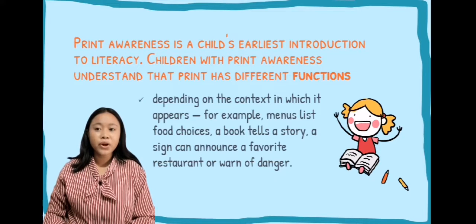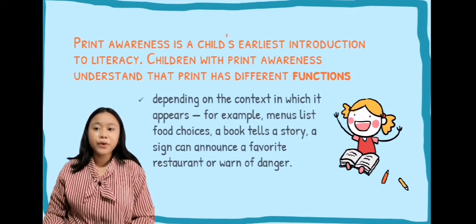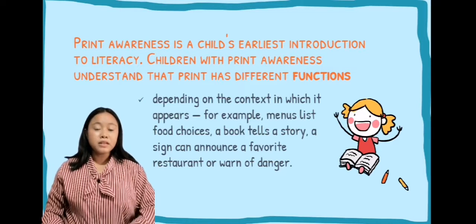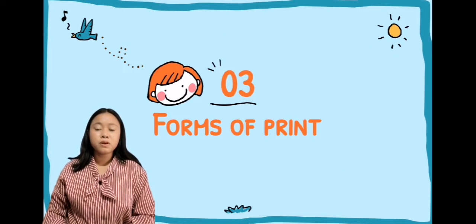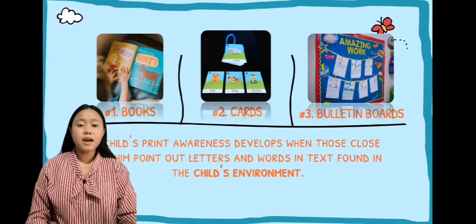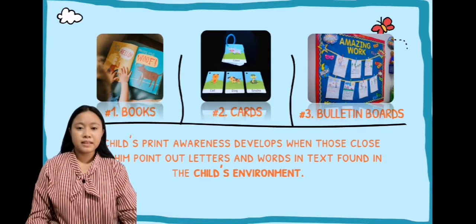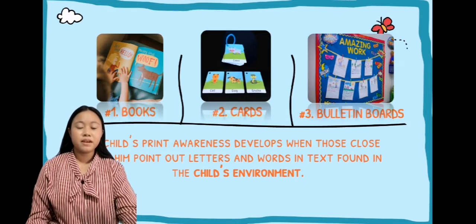Understanding that print is organized in a particular way, for example, knowing that print is read from left to right and top to bottom. It is knowing that words consist of letters and that spaces appear between words. So let's go on to forms of print. There are lots of different forms of print that can be found in school, but I'll just give three.